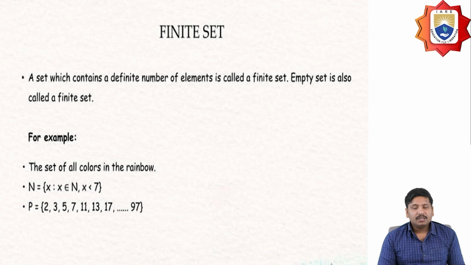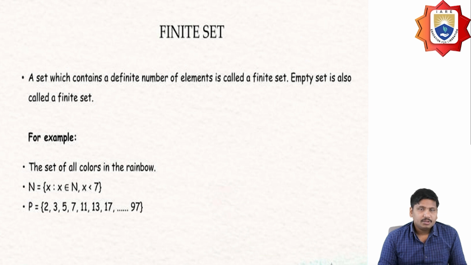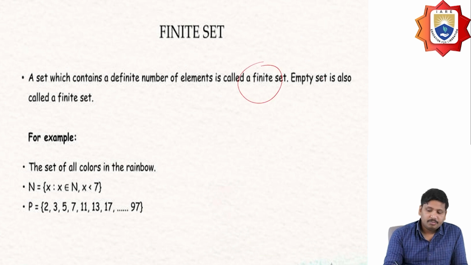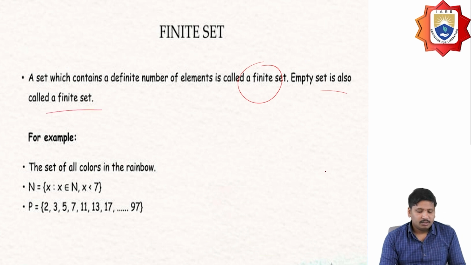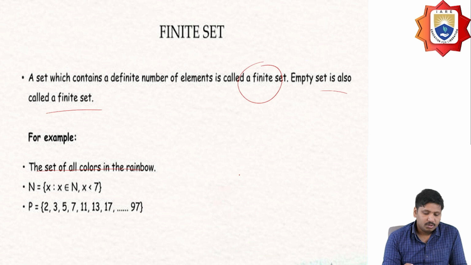The next one is the finite set. A set which contains a definite number of elements is called a finite set. An empty set is also a finite set. For example, the set of all colors in a rainbow is finite. And x such that x belongs to N and x is at most 7 is also finite. And the set of prime numbers up to a bound is also a finite set.